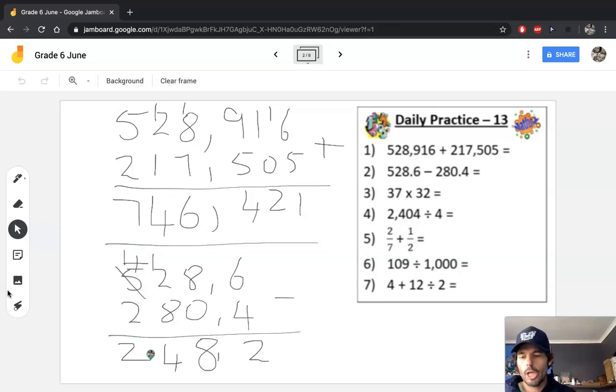And then remember the check. Okay, for me, the most important part, 4 and 2 is 6, yes. 8 and 0 is 8, yes. 4 and 8 is 12, and 2 and 2 is 4. So if all of that works out, then we know we must be correct.